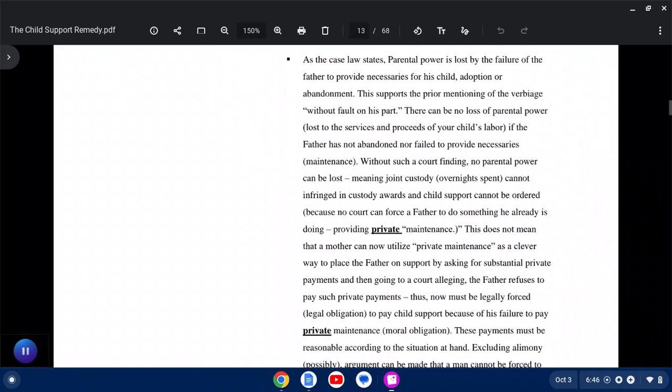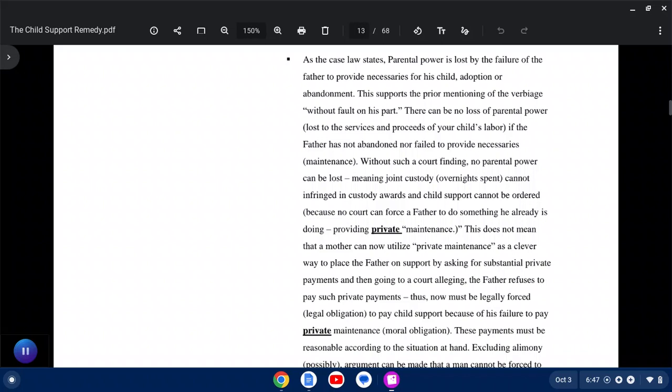Let's see. As the case law states, parental power is lost by the failure of the father to provide necessaries for his child, adoption, or abandonment. This supports the prior mentioning of the verbiage without fault on his part. There can be no loss of parental power, loss to the services and proceeds of your child's labor, if the father has not abandoned nor failed to provide necessaries, maintenance.